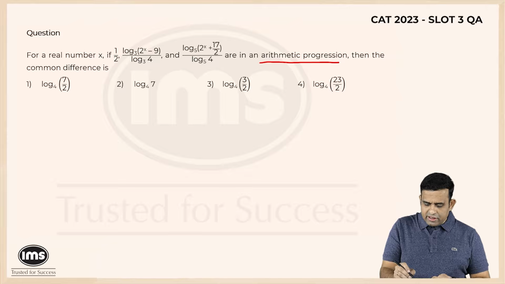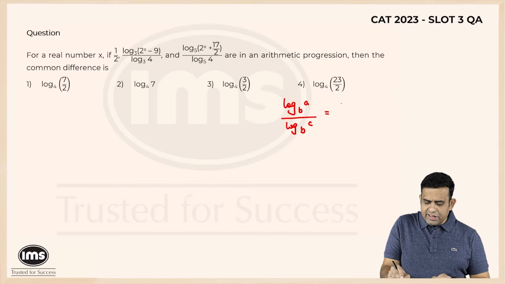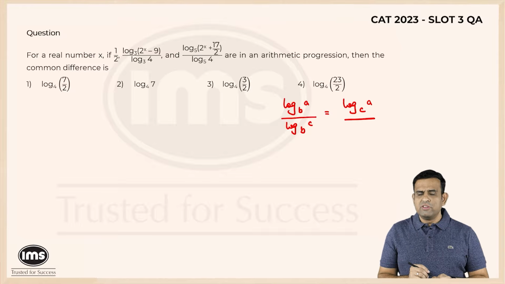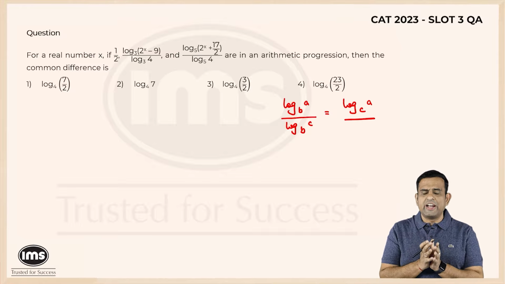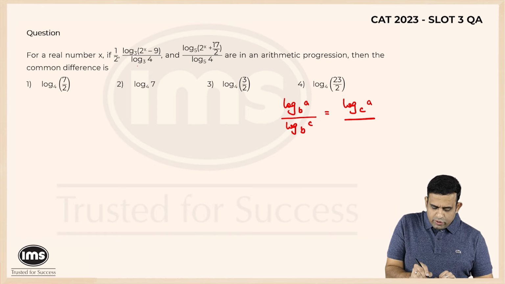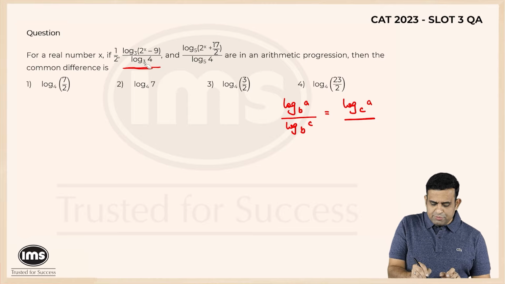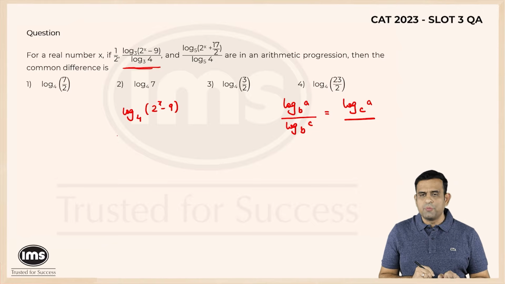But if you look at the approaches, if I know this particular property, that log of a to the base b upon log of c to the base b, I can write as log of a to the base c. I will take the help of this property to reduce my second term and the third term. Because if I look at this particular term, I can see the common base of 3. So my second term with this particular property can be written as log of 2 raised to x minus 9 base 4.